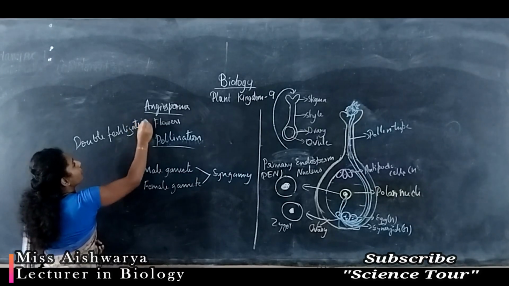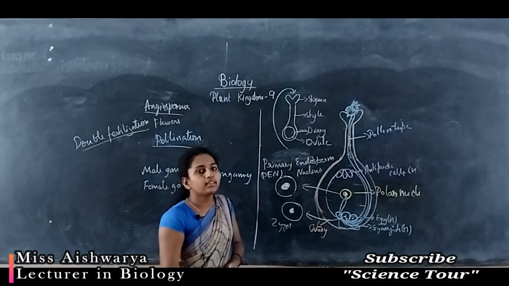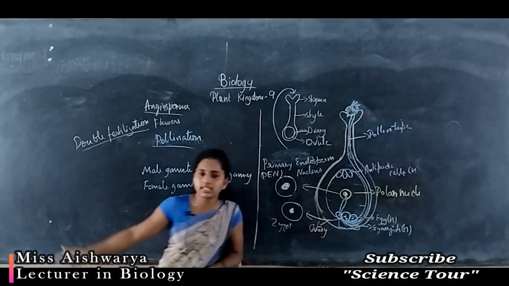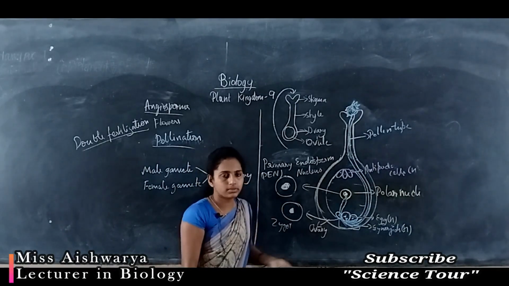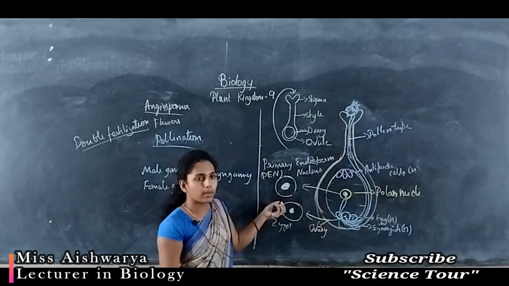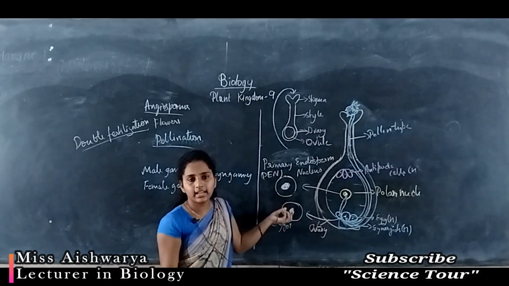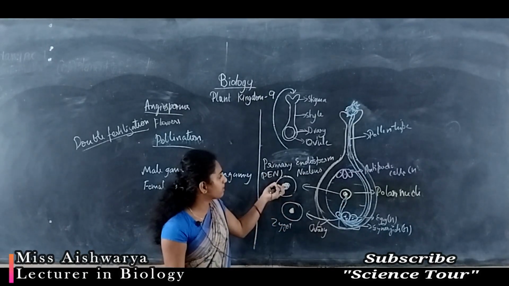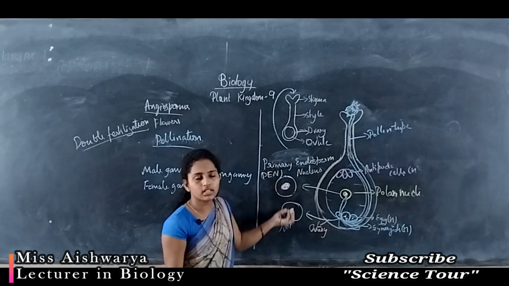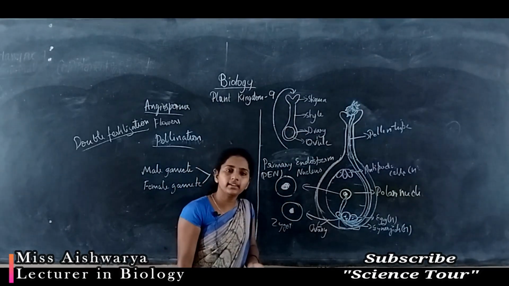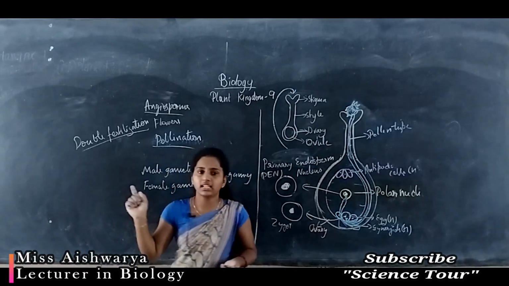This process of fertilization, two fertilizations taking place at a time, we call double fertilization, which is very important, seen only in angiospermic plants, where there is a development of primary endosperm nucleus and zygote. At a time you can see the formation of primary endosperm nucleus as well as zygote. Two cells are formed at a time, so that fertilization we call double fertilization.